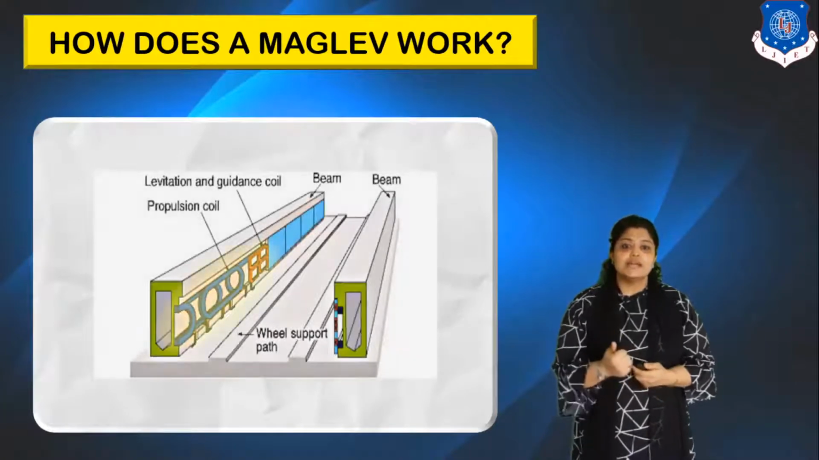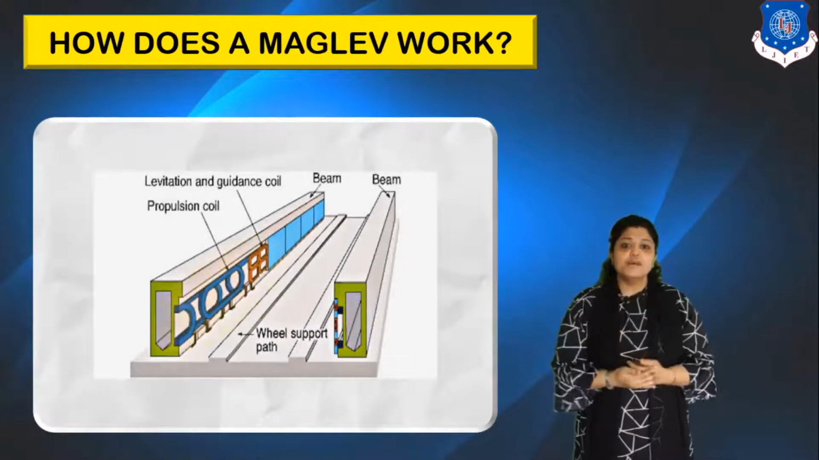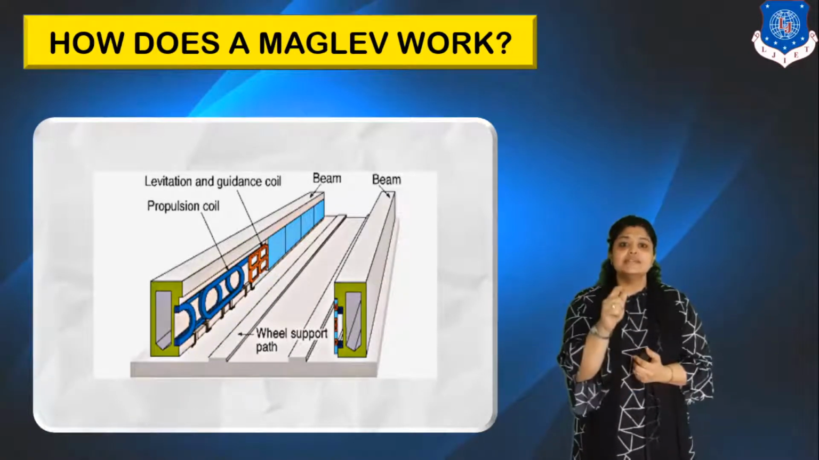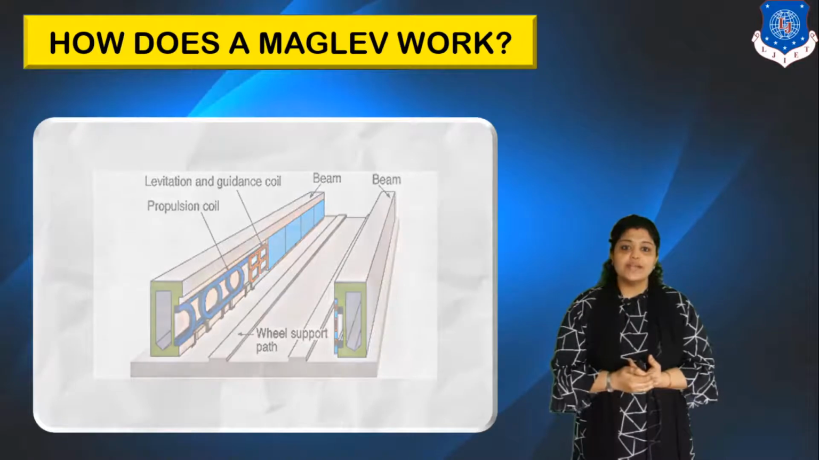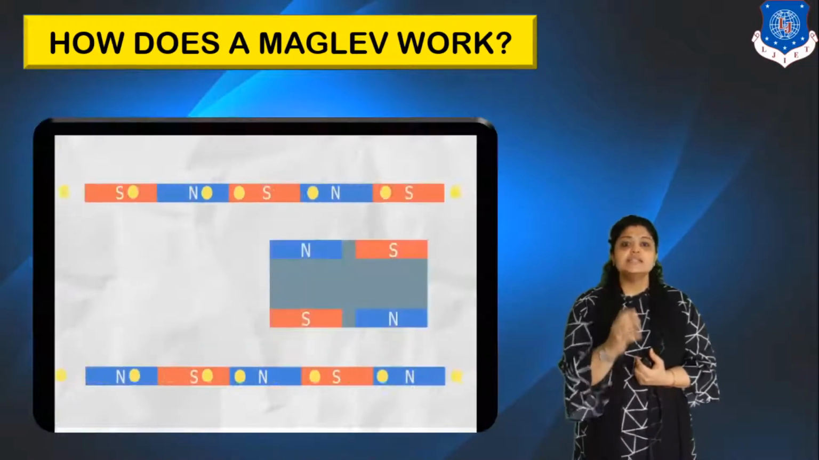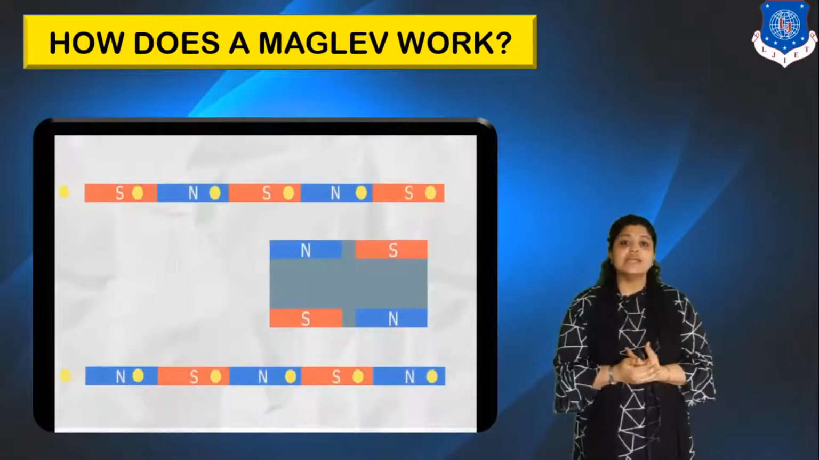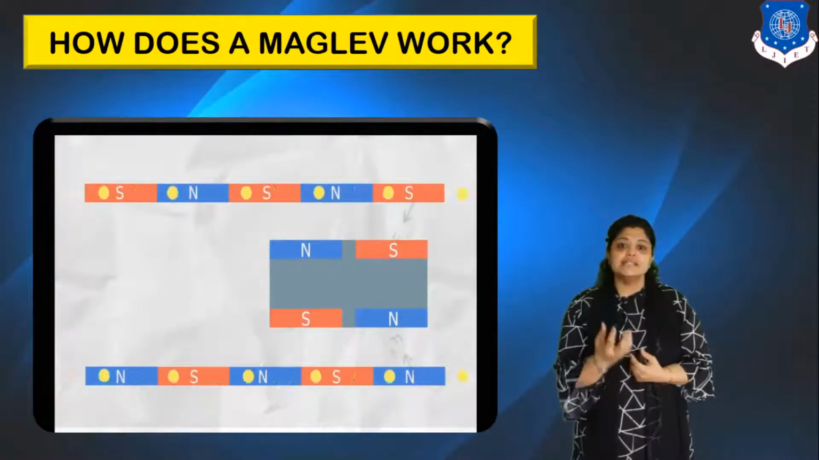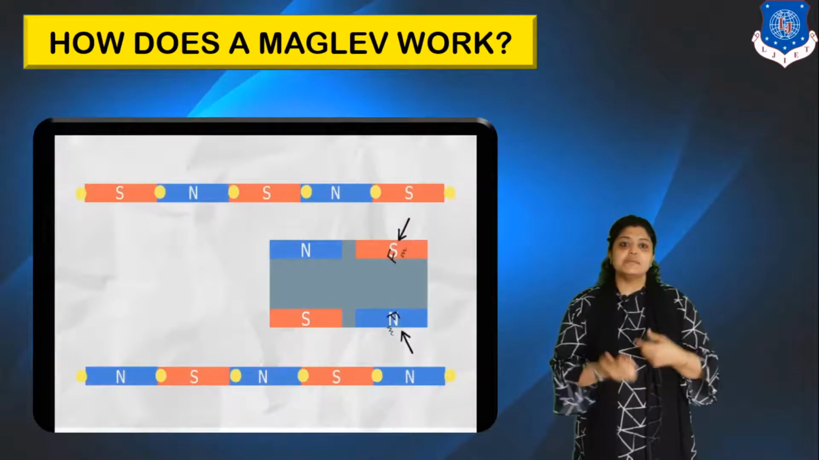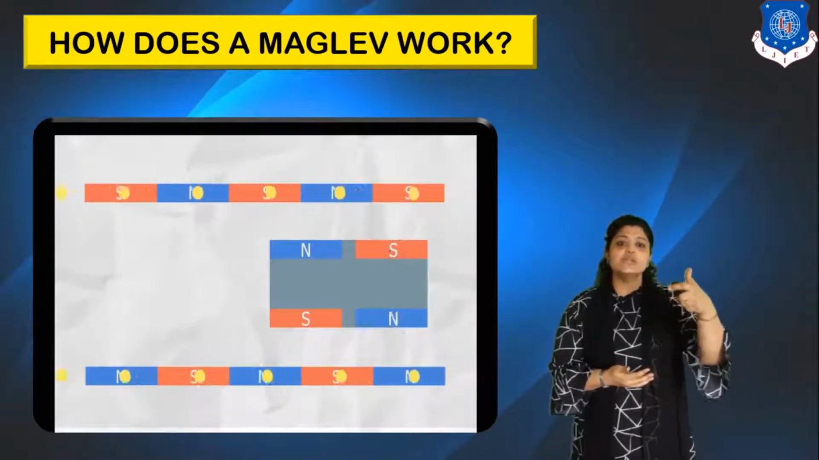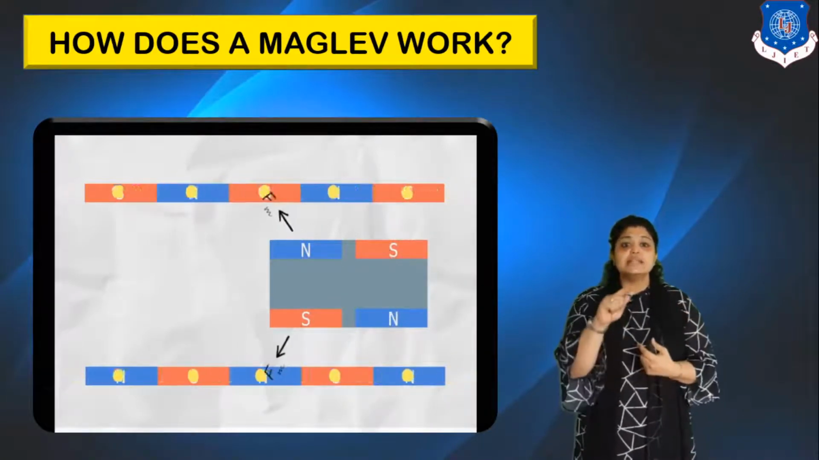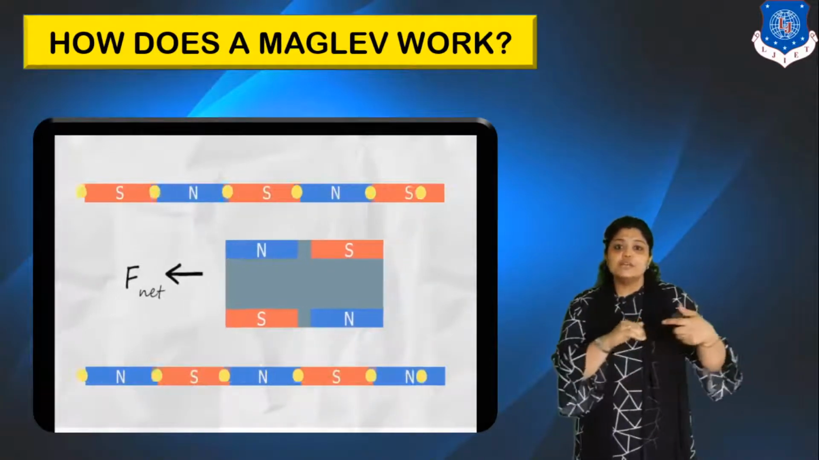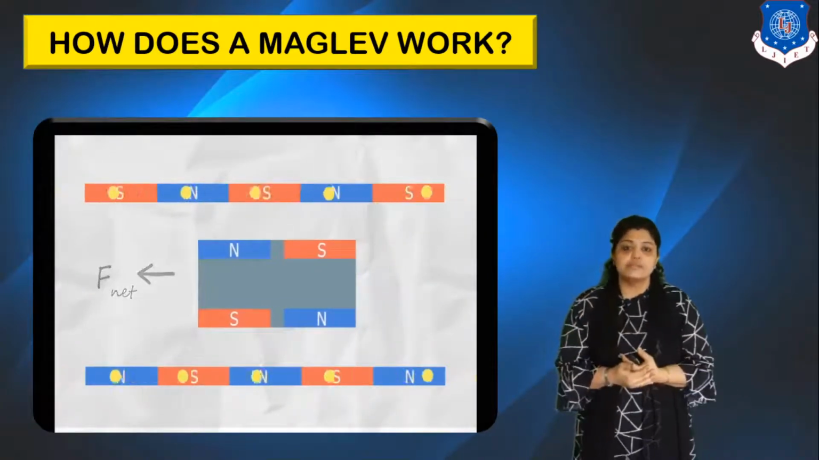Now let's see how a maglev train works. You can see in this diagram, these are the propulsion coils which will help the maglev move. The red colored are the levitation coils. This is just an arrangement wherein you can see the magnets on the guideways and the center portion indicates the train, the maglev train having the magnets. Now this south-south and north-north is going to repel and this north and south is going to attract. So what will be the net force? It will be in this forward direction.